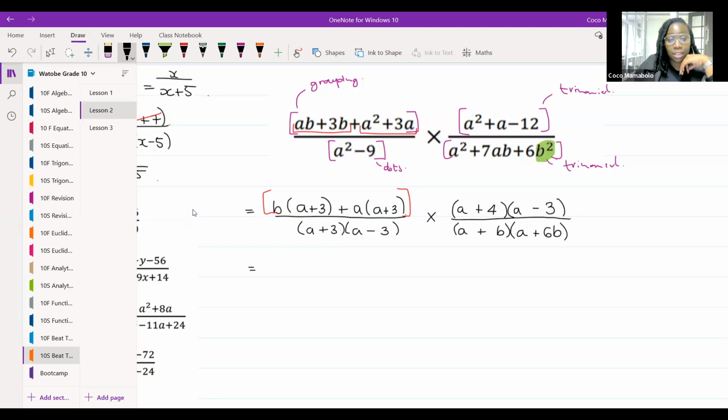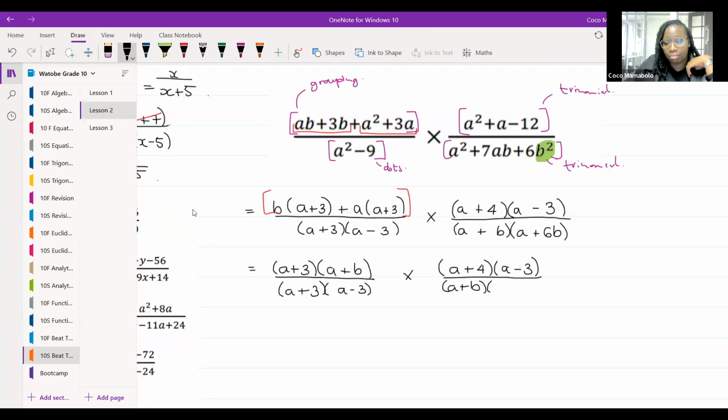Good, Gideon, that's it. I'm going to take out A plus 3. And if I take A plus 3 out, I'm going to have B plus A, or I can just say A plus B left, over everything else. A plus 3, A minus 3, times A plus 4, A minus 3, over A plus B, A plus 6B.